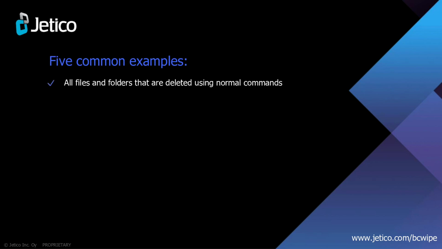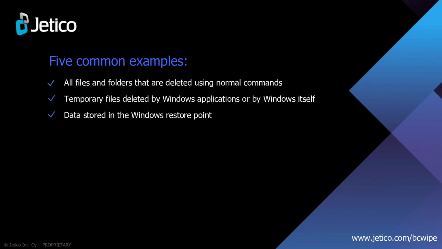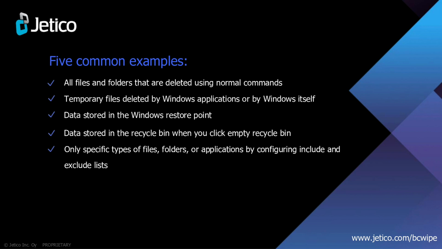So what is actually being erased by transparent wiping? Here are 5 common examples. First, all files and folders that are deleted using normal commands. Second, temporary files deleted by Windows applications or by Windows itself. Third, data stored in the Windows restore point. When the restore point is deleted, it will be securely erased. Fourth, data stored in the recycle bin when you click Empty Recycle Bin. Fifth, only specific types of files, folders, or applications by configuring include and exclude lists.